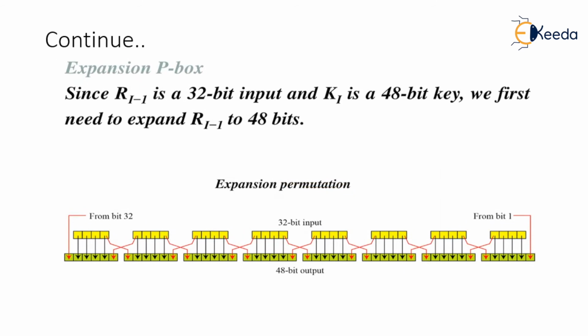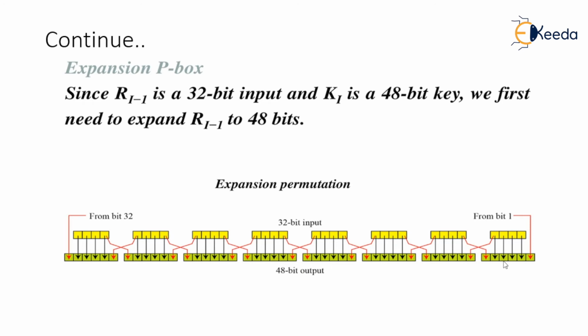This is the expansion P box. Since the right portion of your plain text is a 32-bit input, and K, the first key generated for the first round, is a 48-bit key, we need to expand 32 bits into 48 bits. So how does the expansion permutation take place? 32 bits are divided into 8 parts: 1, 2, 3, 4, 5, 6, 7, 8.